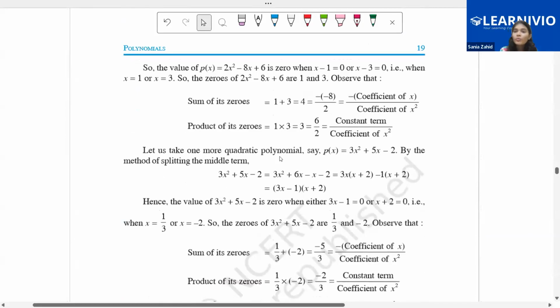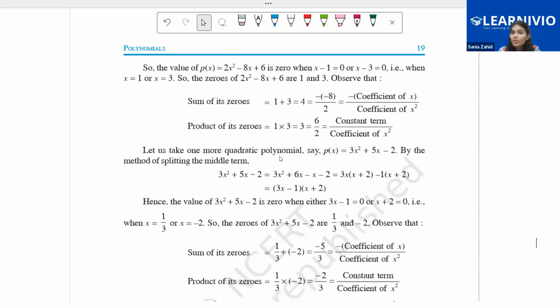Umair, I'm asking you, what is the formula to find the zeros of a linear polynomial? Zero of a linear polynomial is equal to minus b over a. So basically, what is the general format for a linear polynomial? ax plus b. So if it's ax plus b, the value of x is minus b over a.